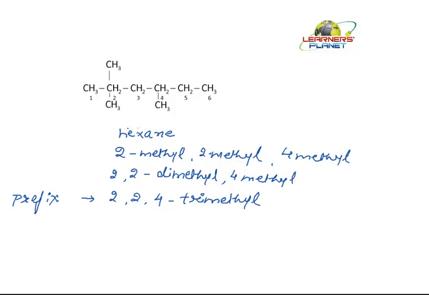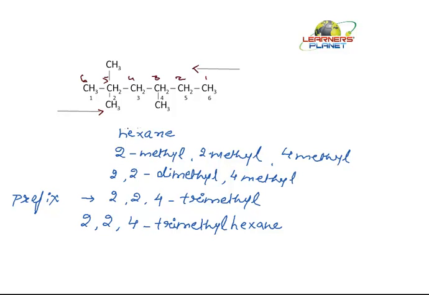Now what will be the name of this compound? It should be 2,2,4-trimethylhexane. Now you can also ask why we are not numbering from the opposite side. In this case the numbering is from left to right. If I number the same compound from right to left, what are the numbers I can assign? 1, 2, 3, 4, 5 and 6.